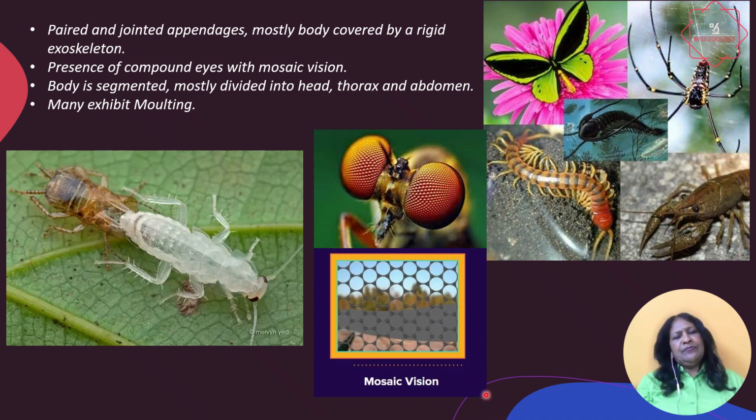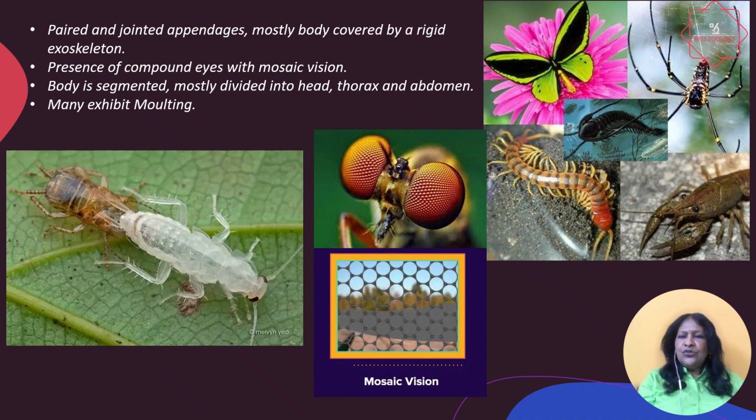They also exhibit a special feature called molting. What is this molting? When an individual shows growth from one larval stage to the next, when they are passing, they shed their outer exoskeleton because the body overgrows the exoskeleton. That is special about the phylum Arthropoda.